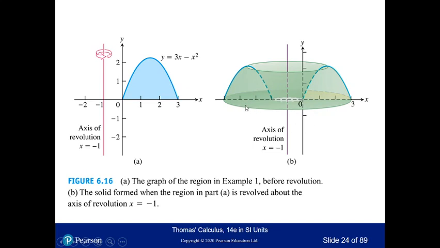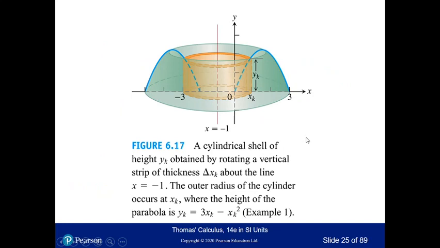So in this case, we don't use washers, we use something else, cylindrical shells. So how would you use a cylindrical shell? Okay, how would you do that? When you rotate the previous picture around x equal to -1, you get such a solid, right?